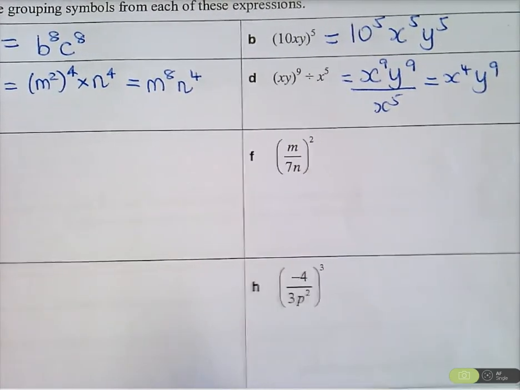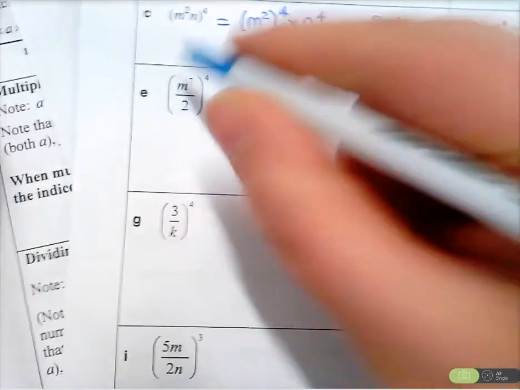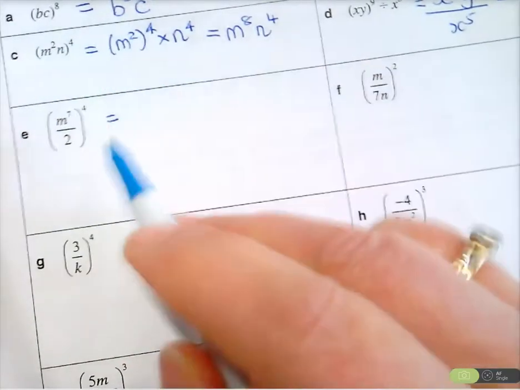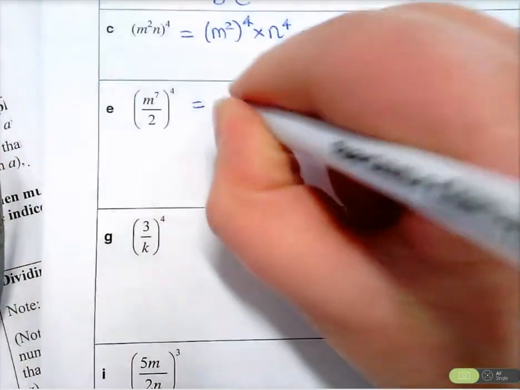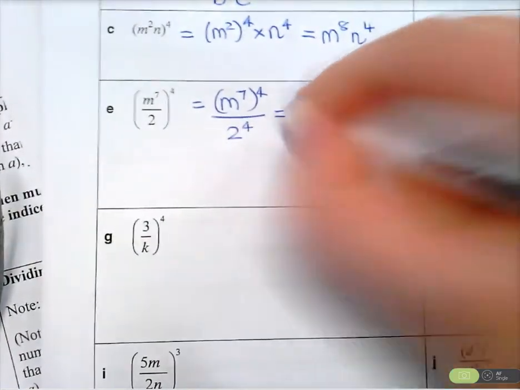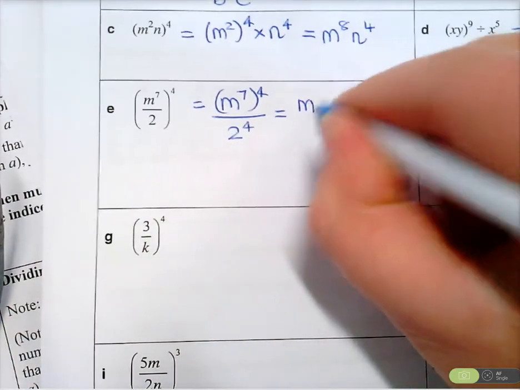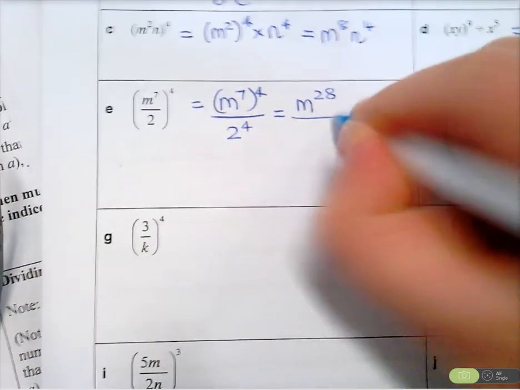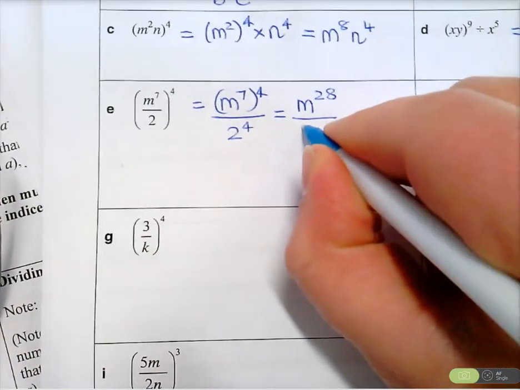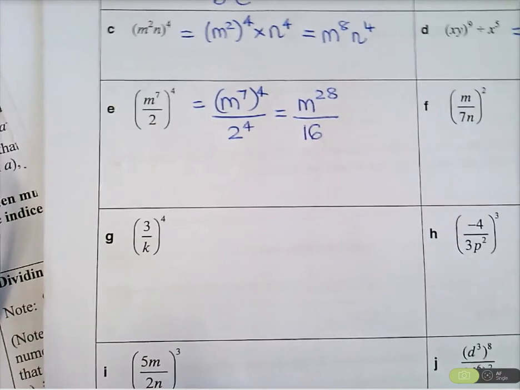Can I move? Okay, girls. Basically the power of 4, when we were multiplying each thing's to the power of 4, same here, each thing's to the power of 4, it's m7 to the power of 4 over 2 to the power of 4. Just because it's a fraction, still everything's to the power of 4. The numerator's to the power of 4 and so is the denominator. So we get m to the power of 7 times 4 is 28 over 16. 2 to the power of 4.